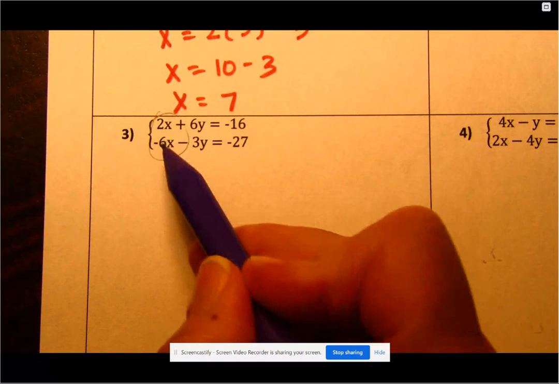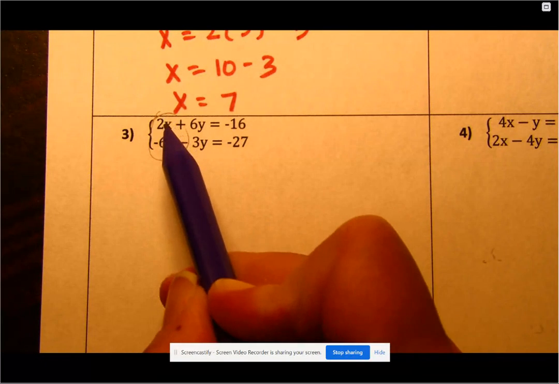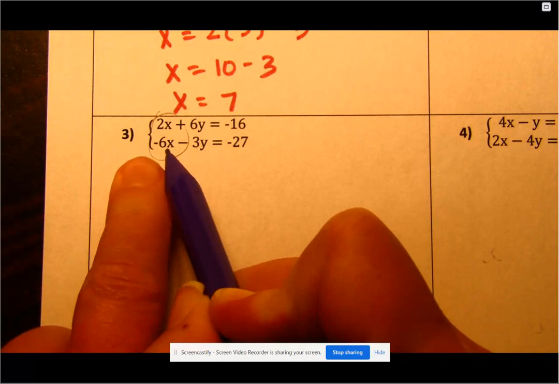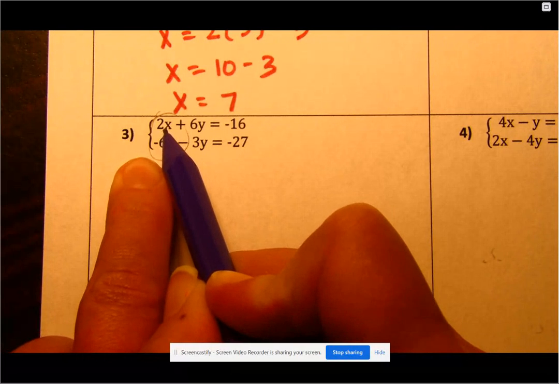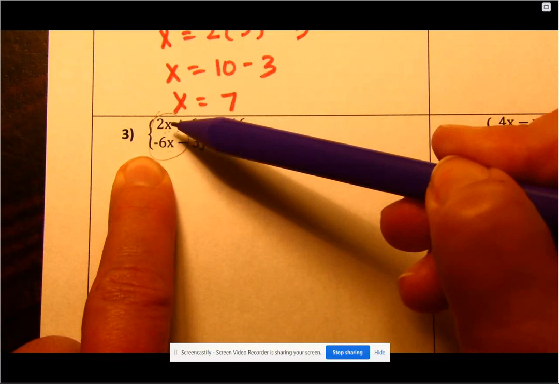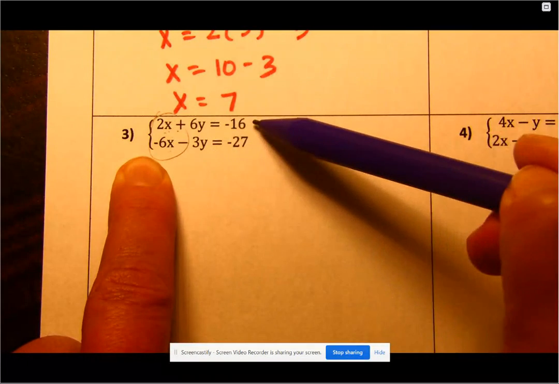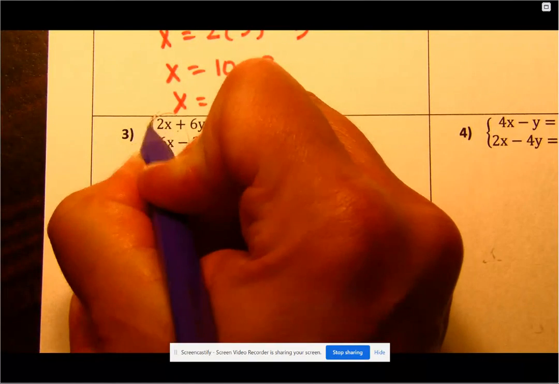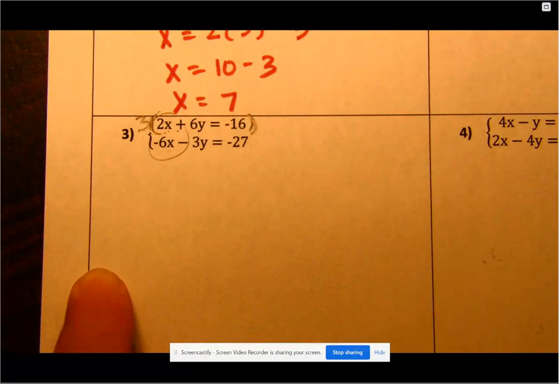Would it be possible to multiply one of the x terms to make it opposite of the other? So if this is negative 6x, we could multiply this top term by 3, so it's at positive 6x. You can do that, but in order to multiply this by 3 and keep this equation equivalent, you have to multiply the whole equation by 3. So I'm going to show that like this, multiply the whole equation by 3.